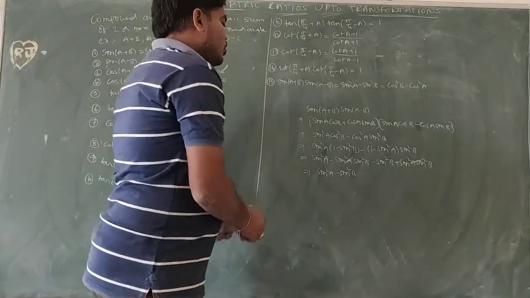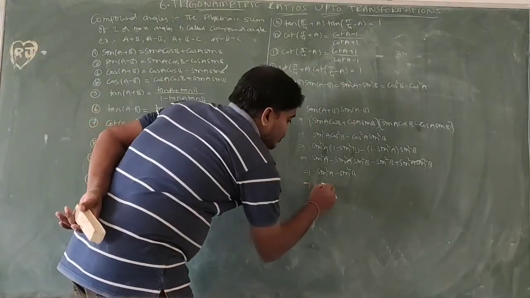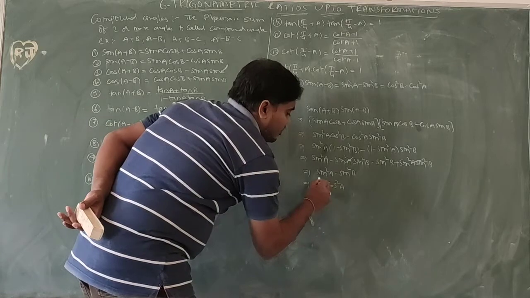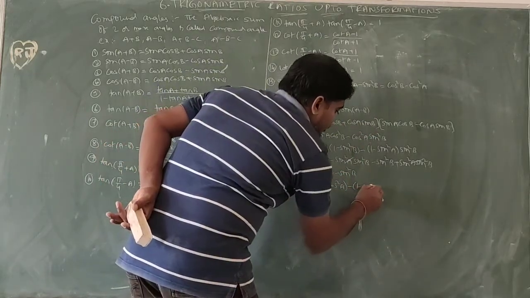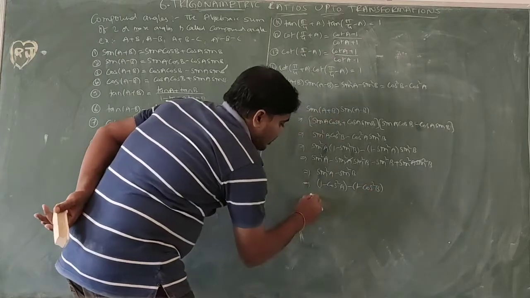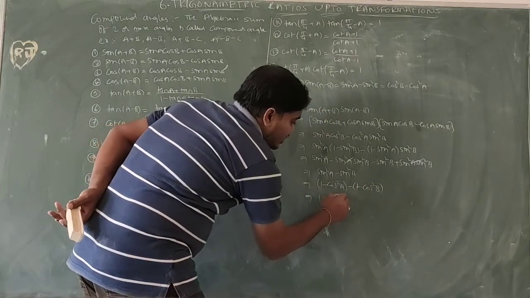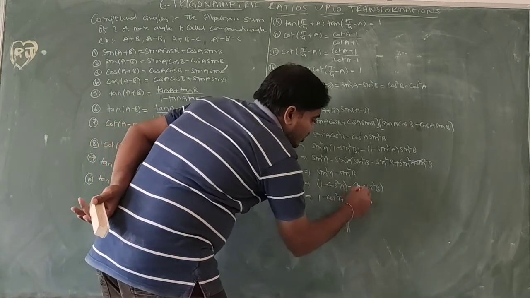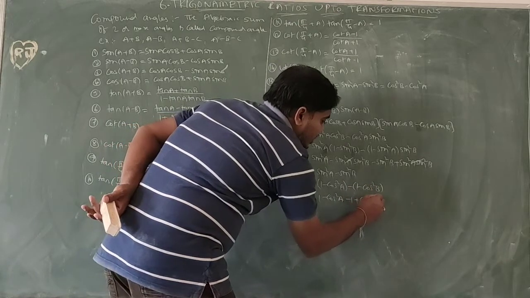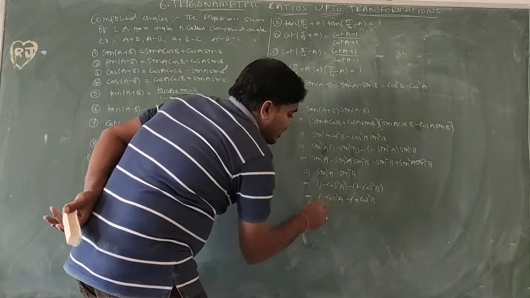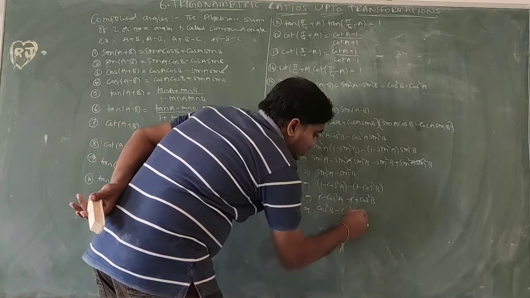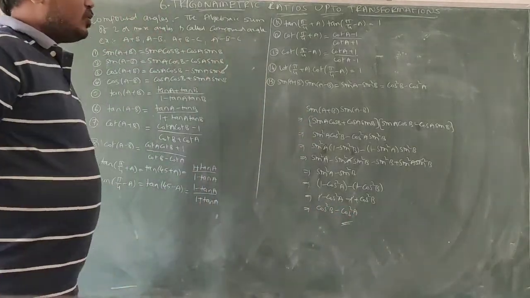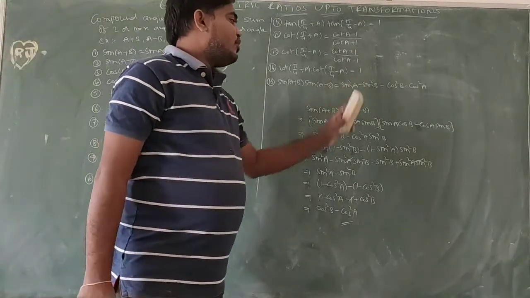Proved. So I want to write sin square A as 1 minus cos square A, and sin square B as 1 minus cos square B. So this implies 1 minus cos square A minus 1, minus into minus plus cos square B. So the 1 gets cancelled: cos square B minus cos square A. So this is the solution. Okay, this is the proof.